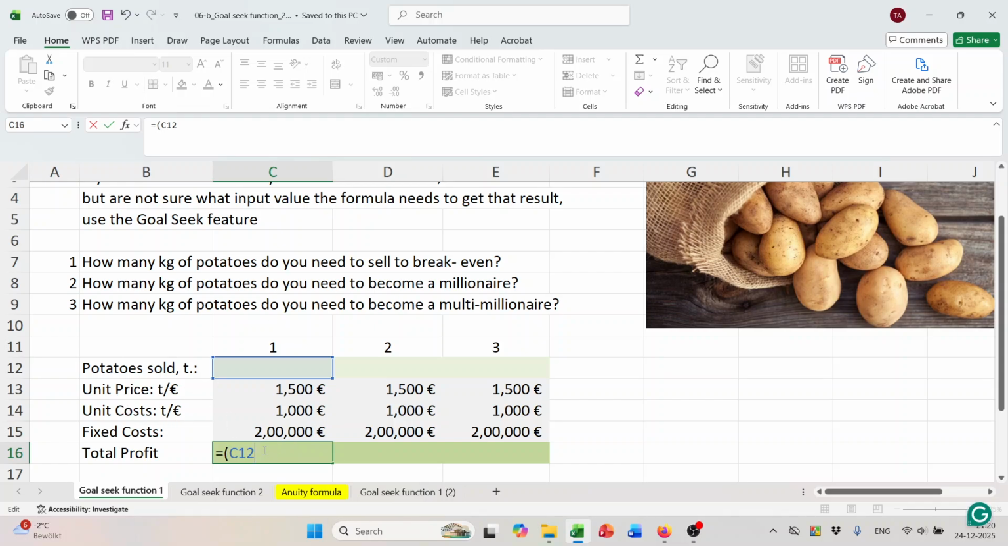So the unit price, I will multiply the amount of potatoes sold with the unit price. So this is our total output. This is our gross output. So now I have to deduct the cost.